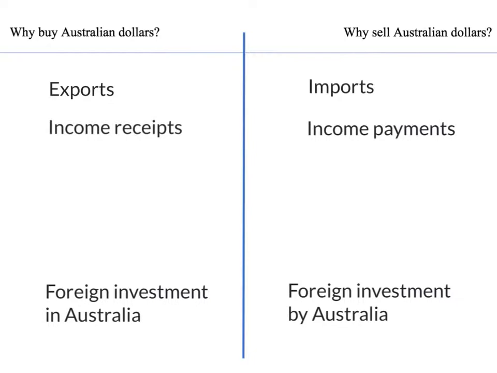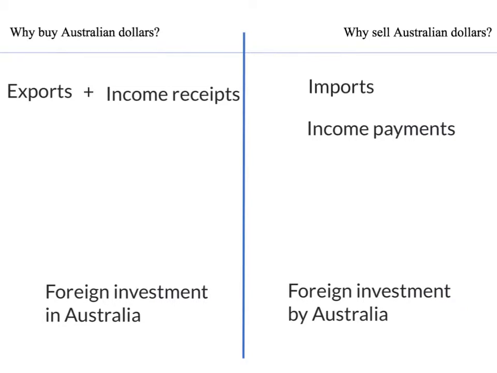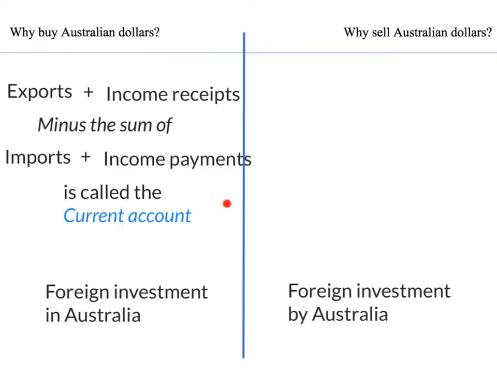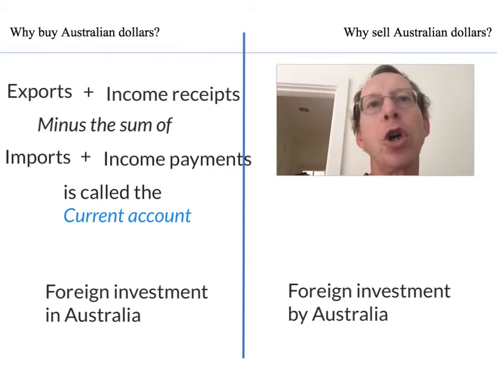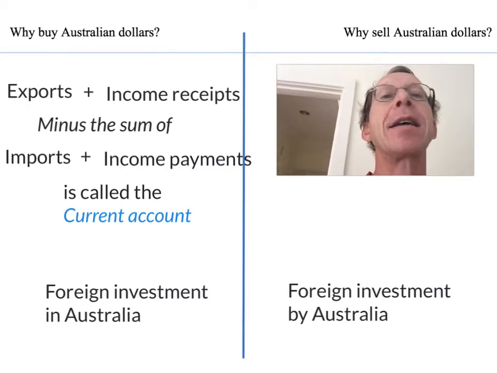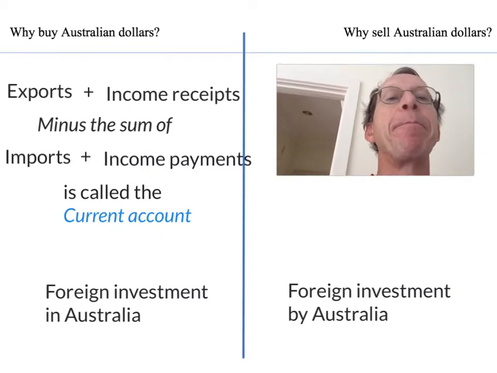For our second definition, let's look at exports, income receipts, imports, and income payments. Exports plus income receipts minus the sum of imports and income payments is simply defined as the current account. So, if we talk about Australia's balance of the current account, we mean Australia's exports and income receipts less the sum of our imports and income payments.